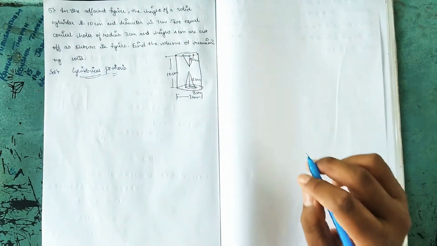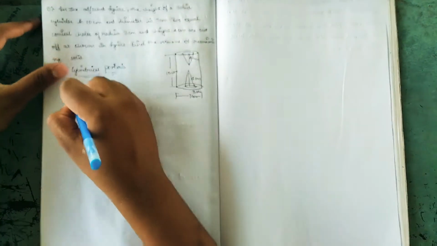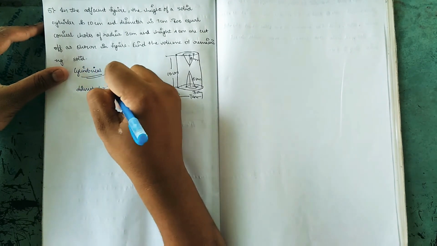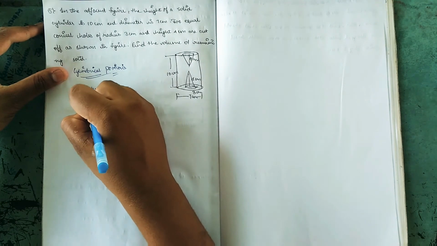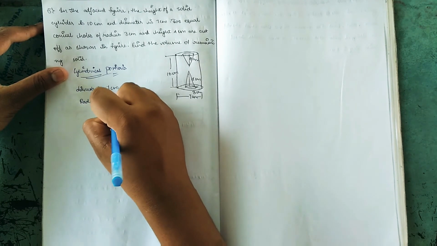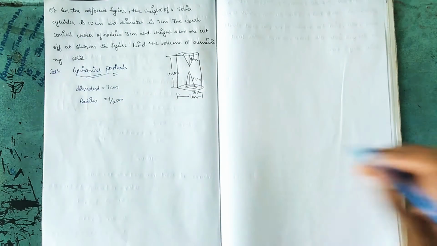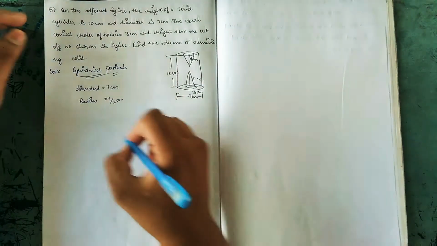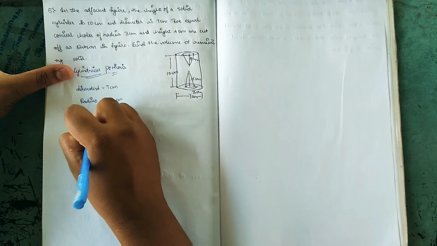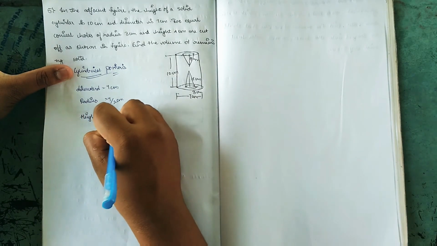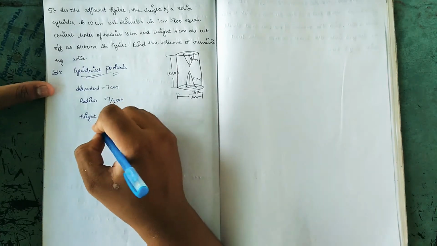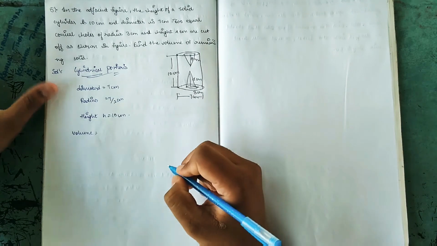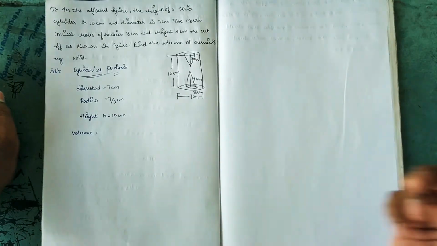Then if you see the cylindrical portion, they have given the diameter d is equal to 7 centimeters, then the radius is equal to 7 by 2 centimeters, then the height h is equal to 10 centimeters. So the volume is equal to pi r square h.